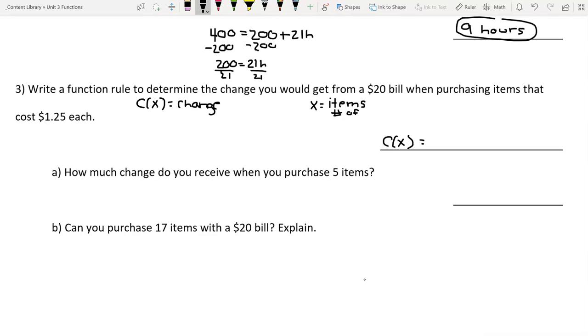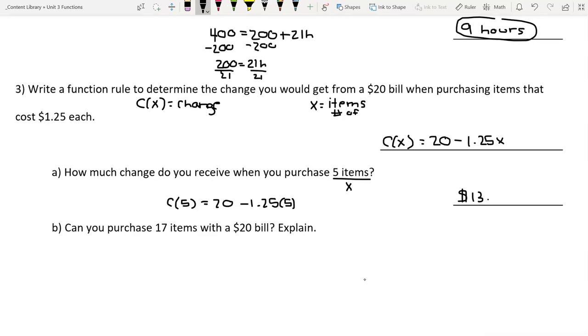So I'm going to set C of X, my change, equals, now think about how you get change. You get change by spending money. So you start with a $20 bill, and then you have to subtract every item that you purchase. Okay, so write this down because that's important on how to do change. You start with your amount and you're taking off, okay? So you're subtracting 1.25. So how much change would you receive if you purchased 5 items? Items is X, so C of 5 equals 20 minus 1.25 times 5, and you should get $13.75 in return.